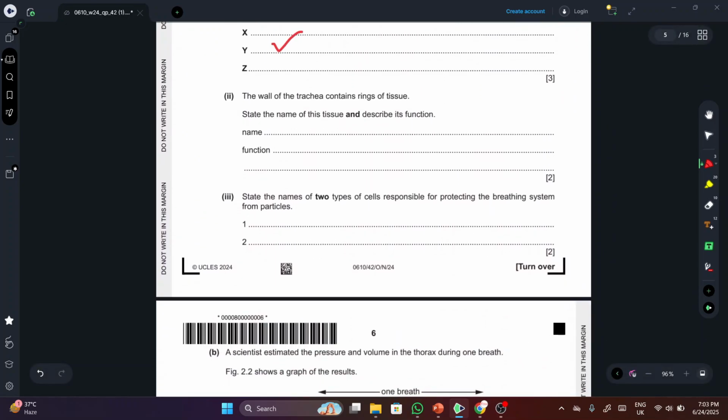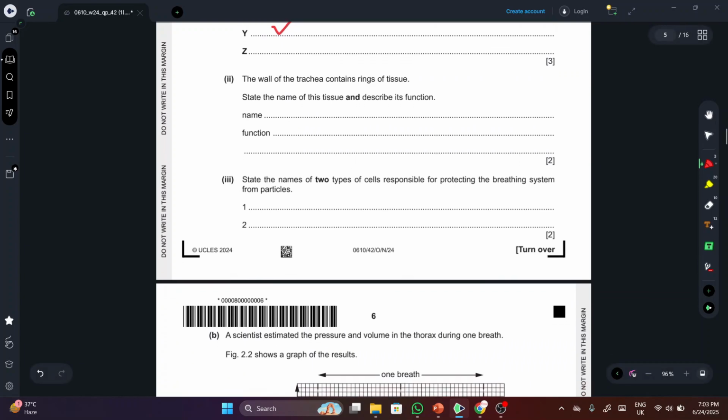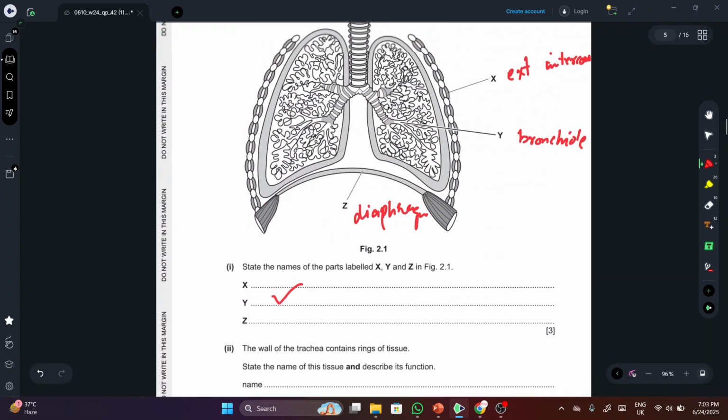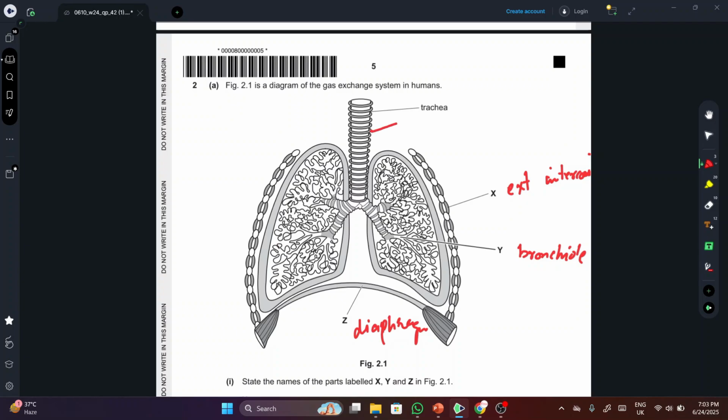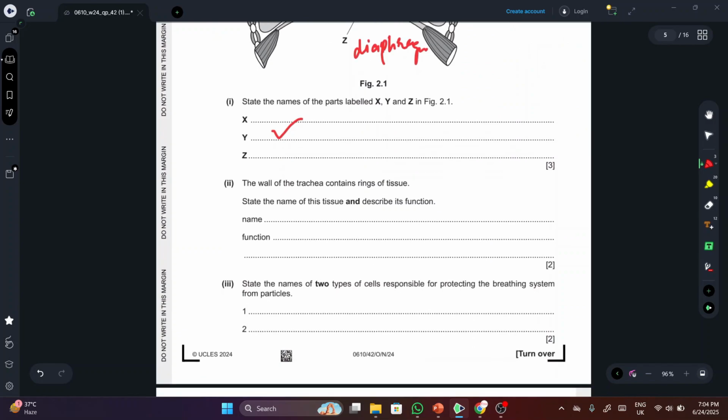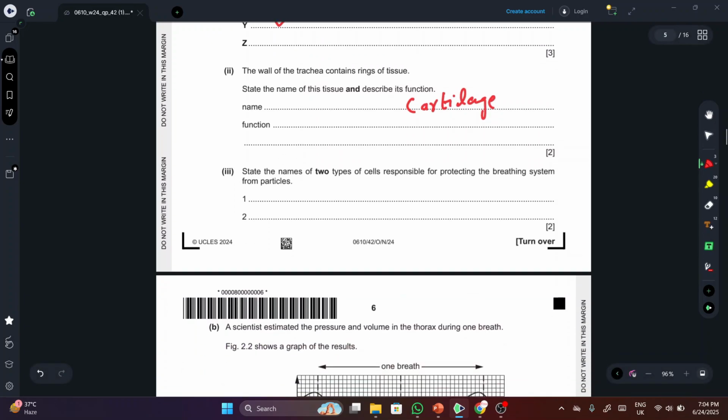The second part is: the wall of the trachea contains rings of tissue; state the name of the tissue and describe the function. If we look at the trachea, you can see these rings. These C-shaped rings are made of cartilage, and the cartilage keeps it open and prevents it from collapsing.